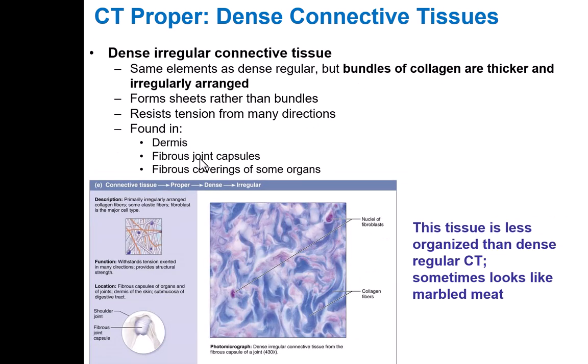Another type of dense connective tissue is dense irregular connective tissue. So note that we're looking at collagen fibers here. Do you see how in this case they don't stain pink, they stain blue? Again, it just depends on how the tissue is prepared for the microscope. So you really can't use color to tell you anything about these tissues.